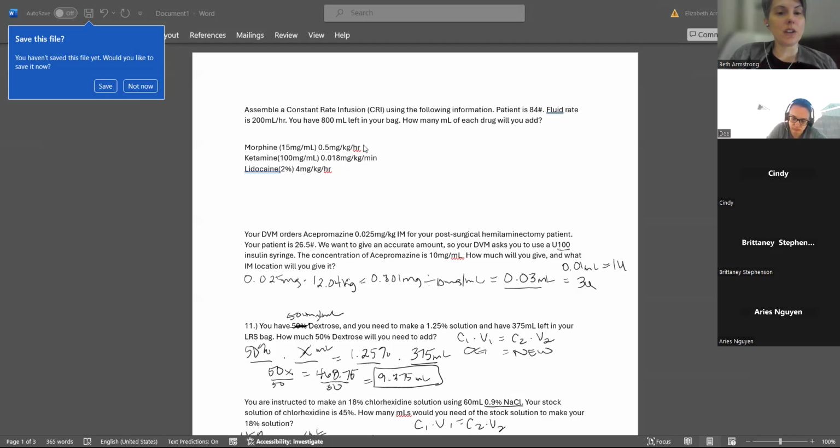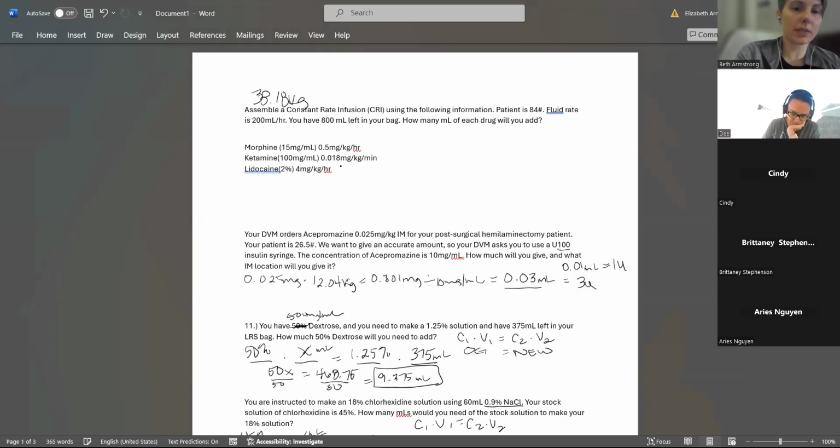In order to solve any of these, we have to find the information on here. We need the kilograms of that pet and how many hours we're going to need, or in this case, how many minutes. Let's do the easy one first, the kilograms. How many kilograms is this pet? 38.18 kilograms. Okay.